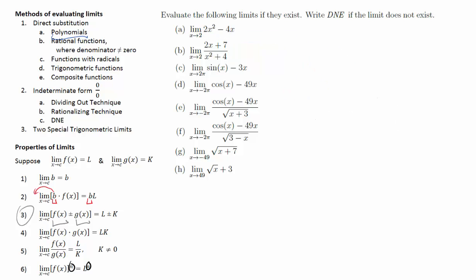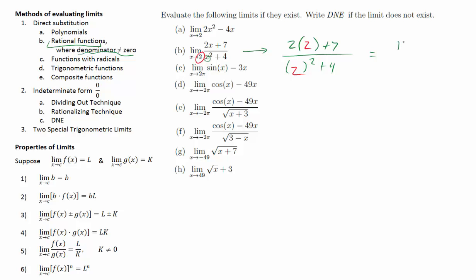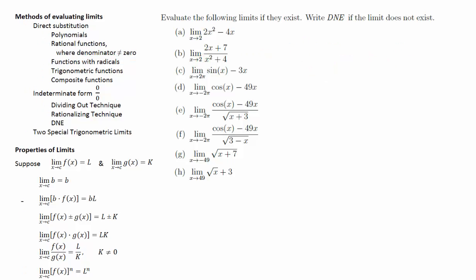Part B. The limit as x approaches 2 of 2x plus 7 all over x squared plus 4. We can split this up as before, or if we're using a shortcut, we can say, well, this is a rational function. If I plug in 2 in the denominator, is my function defined? I'm not going to get 0, so it is, which means we can apply direct substitution. I'm going to plug in 2 for all the x's, and we say the limit is equal to 4 plus 7 over 4 plus 4. Our answer is 11/8.